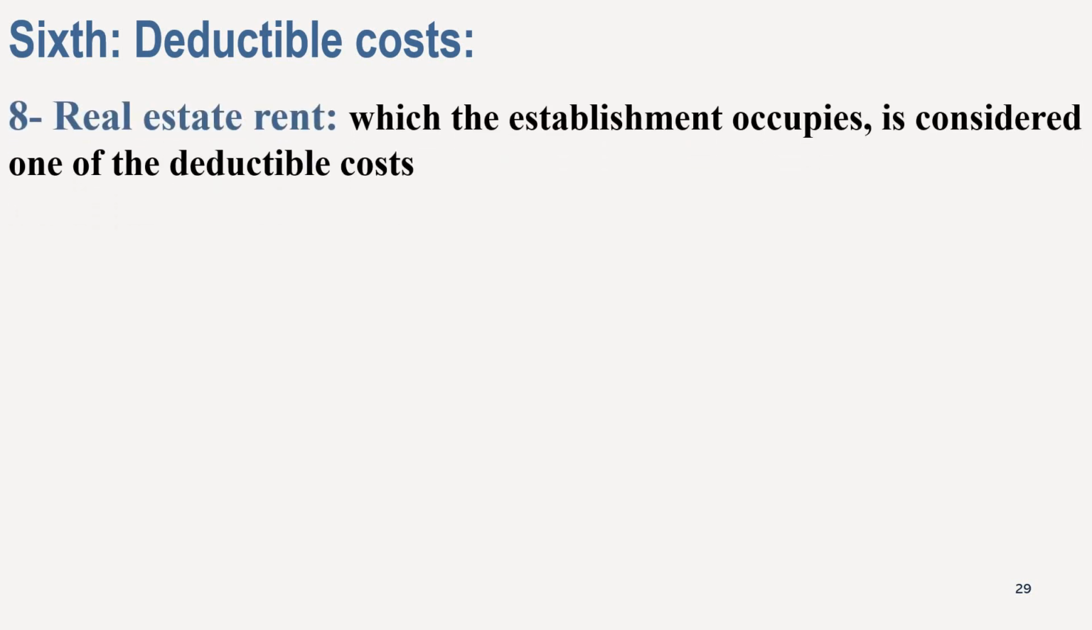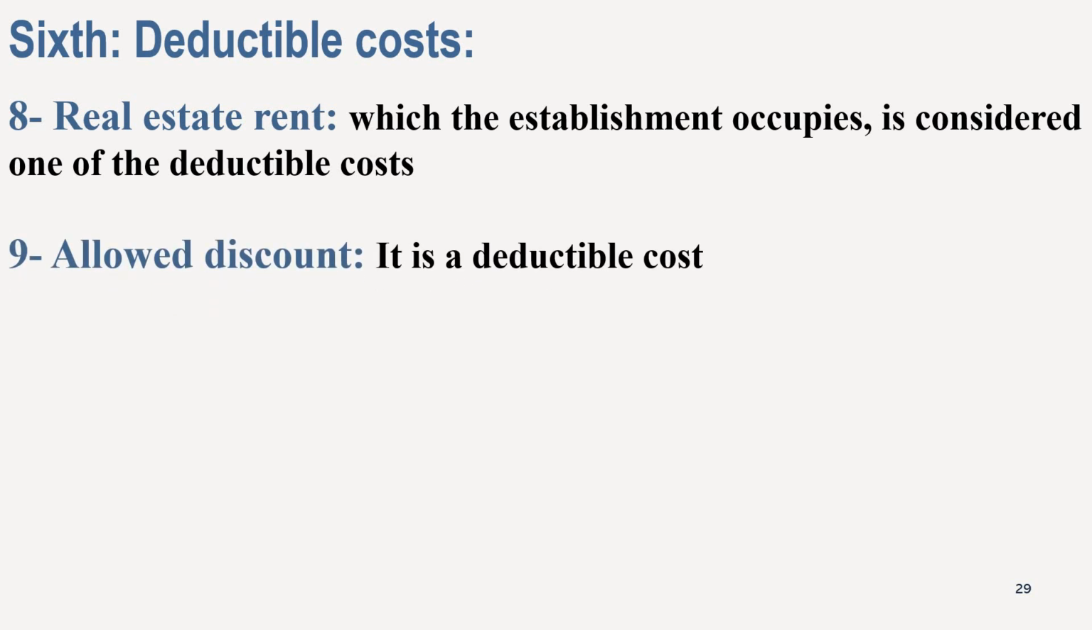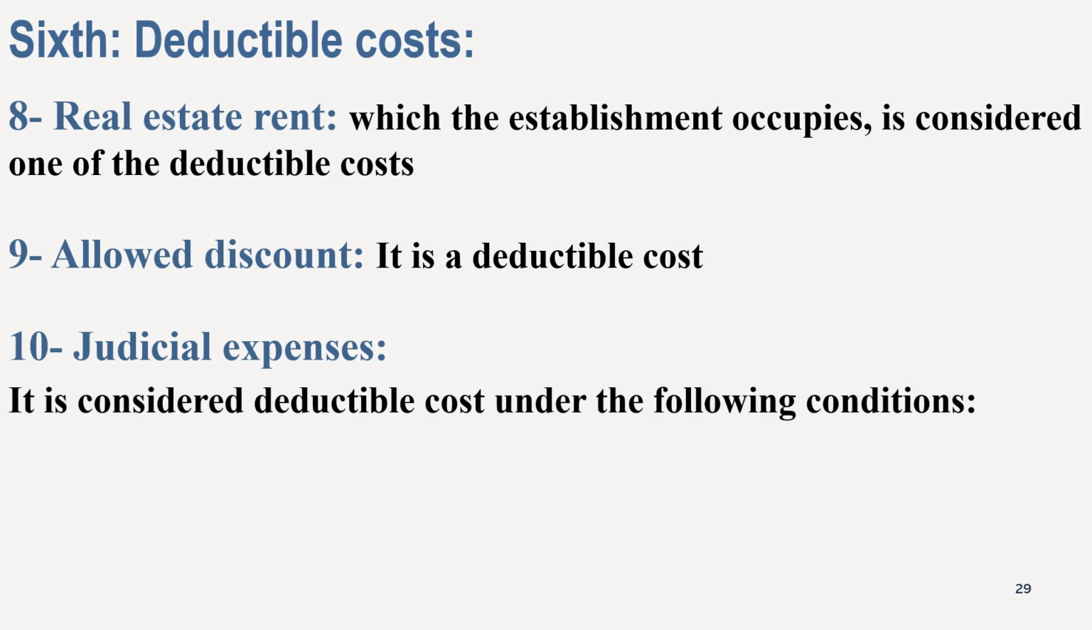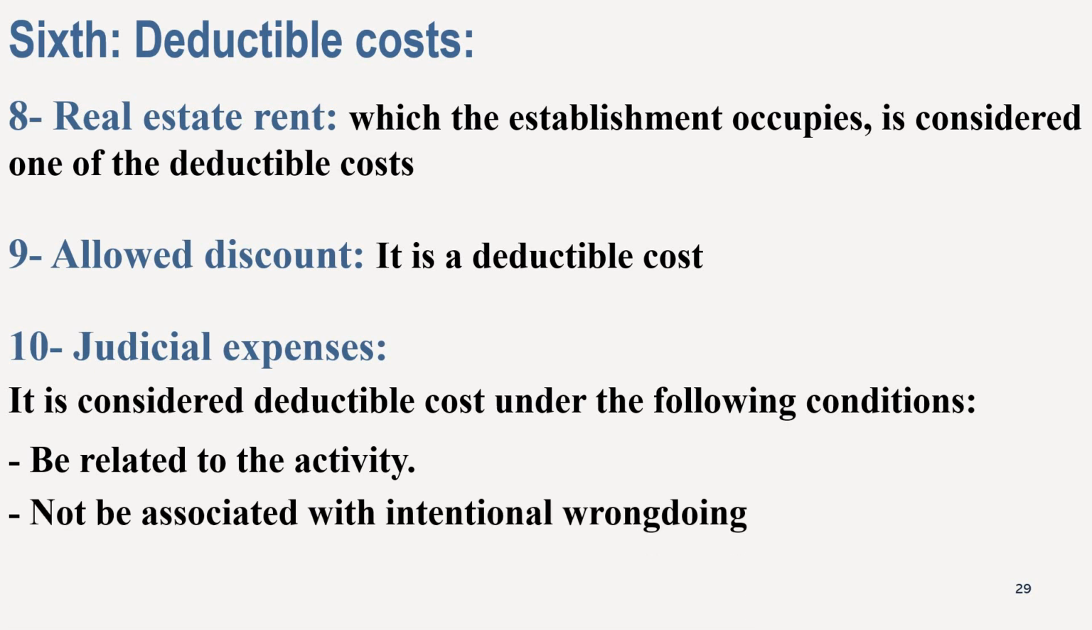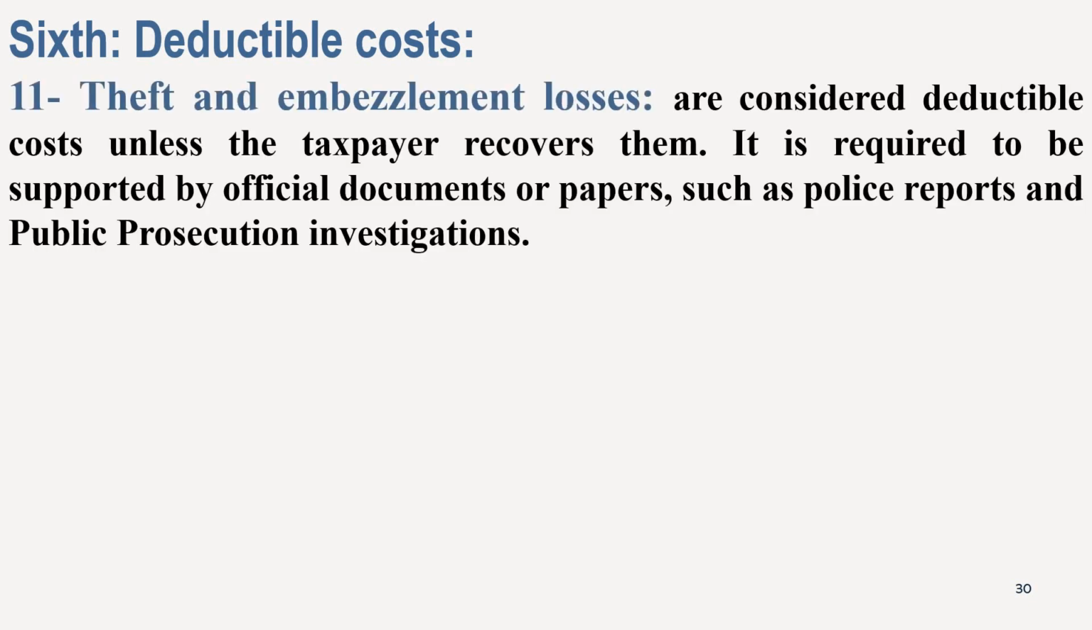Number 8, real estate rent, which the establishment occupies, is considered one of the deductible costs. Cash discount is a deductible cost. Judicial expenses are considered deductible cost under the following conditions: related to the activity, and not associated with intentional wrongdoing. Number 11, theft and embezzlement losses are considered deductible costs unless the taxpayer recovers them. It's considered to be supported by official documents such as police reports and public prosecution investigation.